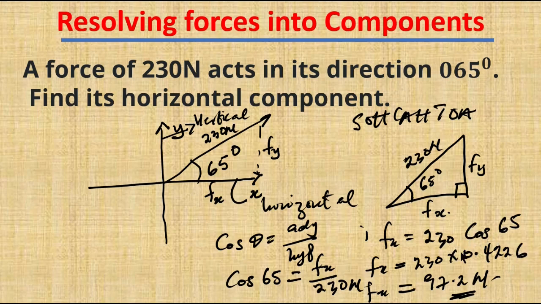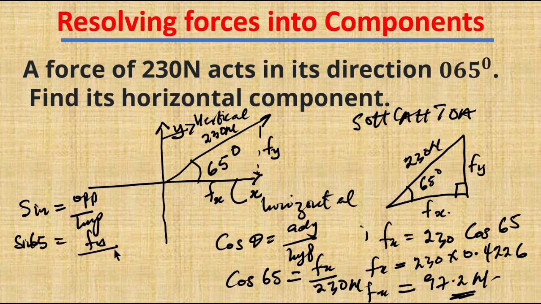If I want to find the vertical component, I can also do that using sine. So that sine now is equal to opposite over hypotenuse. So that sine 65 will be equal to f of y, which is my opposite, over my hypotenuse, which is 230. So that f of y now will be equal to 230 sine 65.